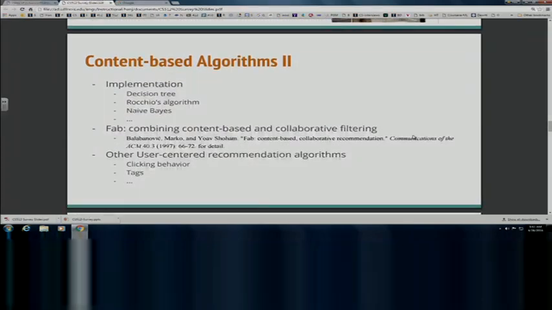We have some implementations, and one thing worth a reminder is that there's a highly cited paper, GAT5, which is a good combination of a content-based and collaborative filtering algorithm. So it gives recommendations based on both of these two algorithms. There are also some other user-centered recommendation algorithms, where the website can keep a record of your clicking behavior or your tags.